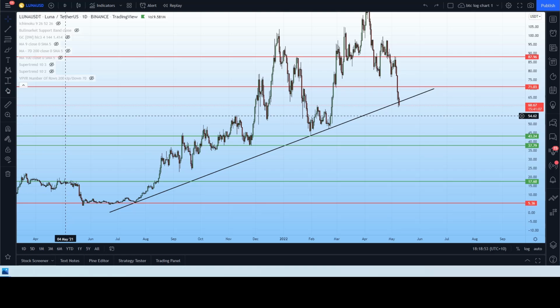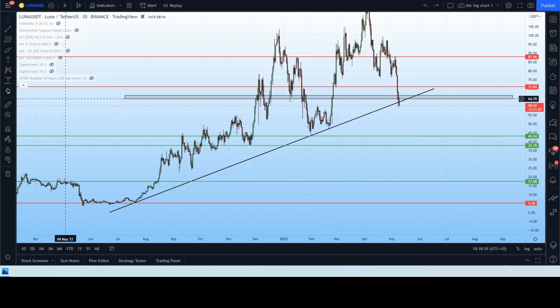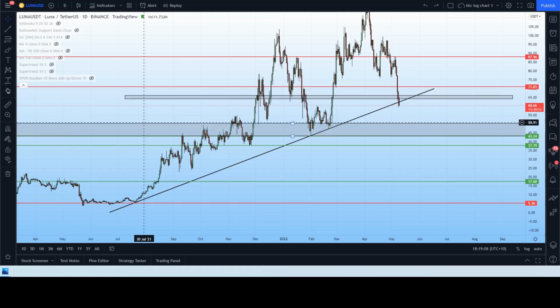$37.79, $43.24, and we have a major resistance support range sitting around $64.29 to $66. And finally, we have a major resistance to support range at $50 to $43. This is probably the most important range on the chart right now, considering we have just lost this uptrending diagonal support line. So this is the next major support block for Luna.